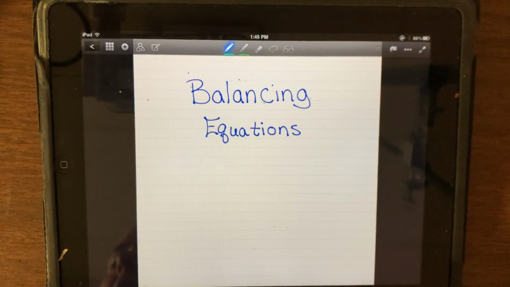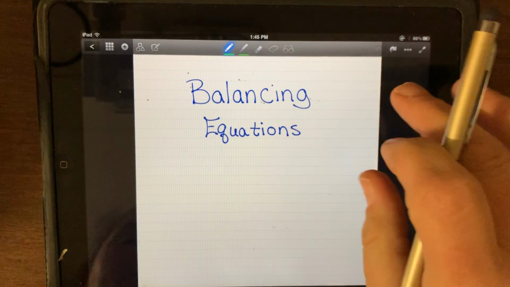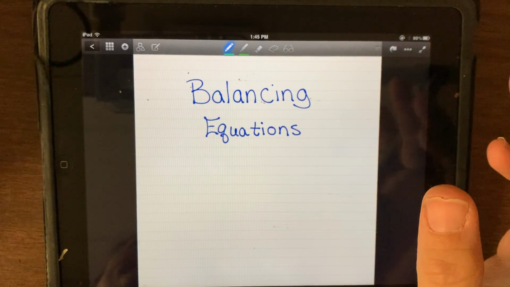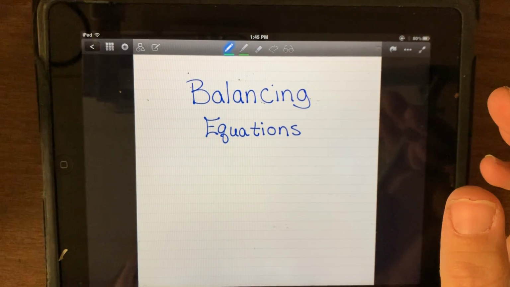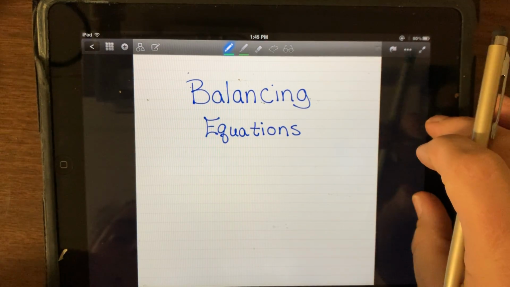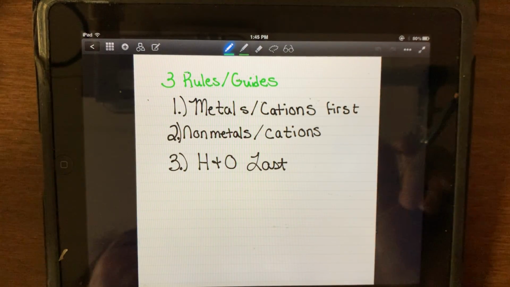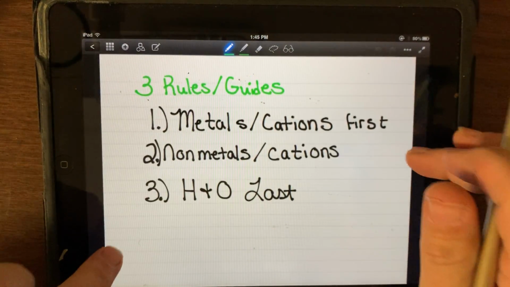Okay, today I'm going to be talking about balancing equations. This should be a review during the second semester because you've already done it in the first semester. There are 3 rules for balancing equations.